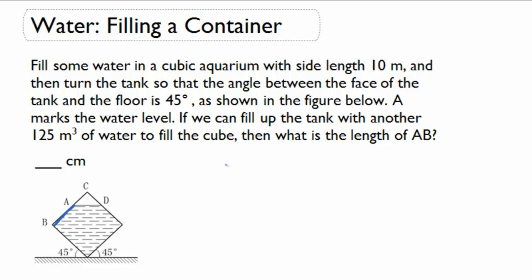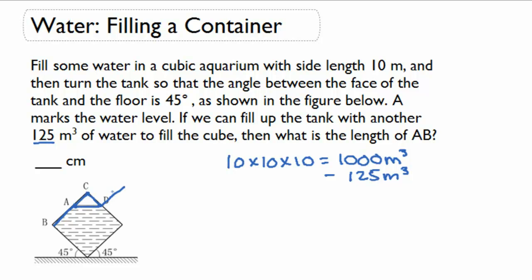The volume of the entire tank is 10 by 10 by 10, which is 1,000 cubic meters. So, the volume of the water that is present right now is going to be this minus what we could still fit, which is 125 cubic meters. Now we can see that ACD, which is this triangle right here, would be a triangular prism, and it would come back out like this, and that would be the amount and the shape that we would still need to fill.